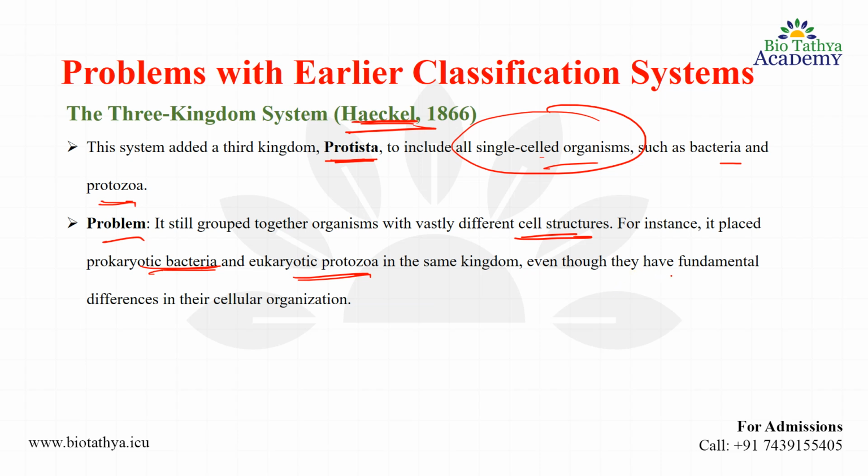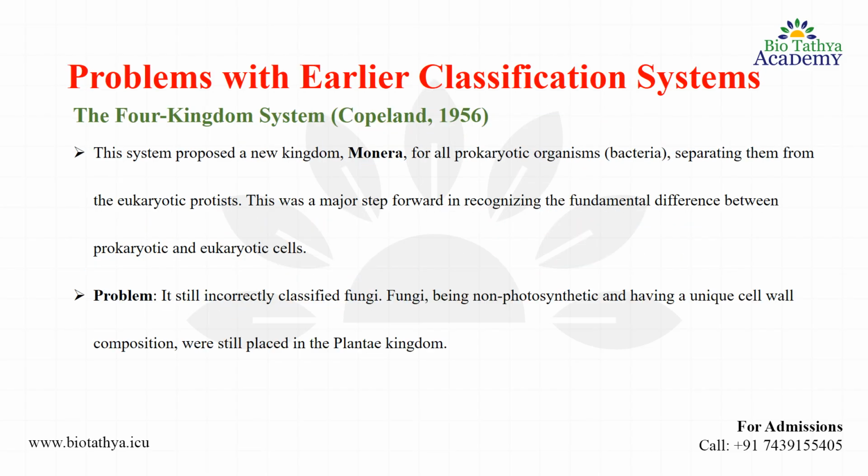So even though they have a fundamental difference in their cellular organization, this was the basic problem of the three kingdom system, that is the system introduced by Ernst Haeckel. Now coming to the four kingdom system, it was still somewhat accepted until the time the five kingdom system came into play.